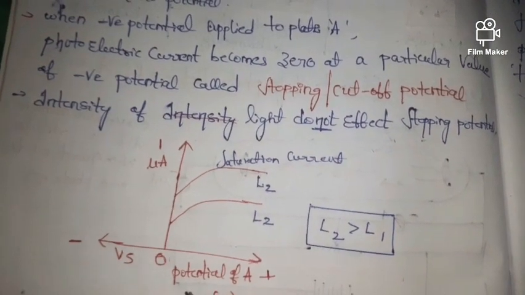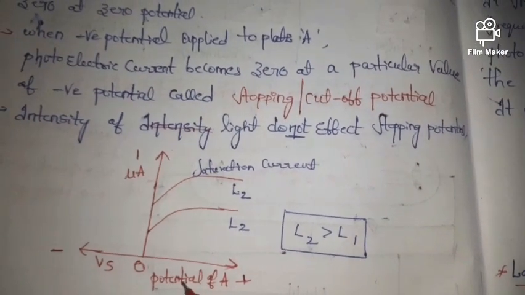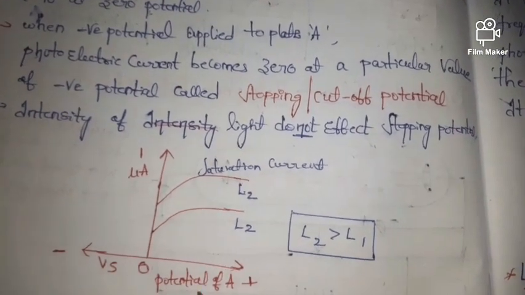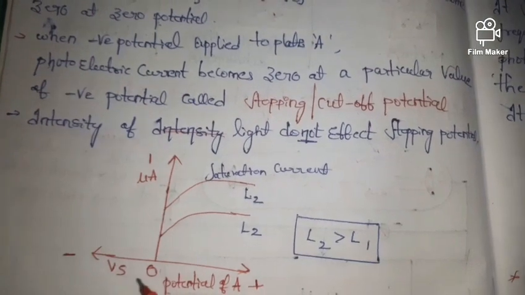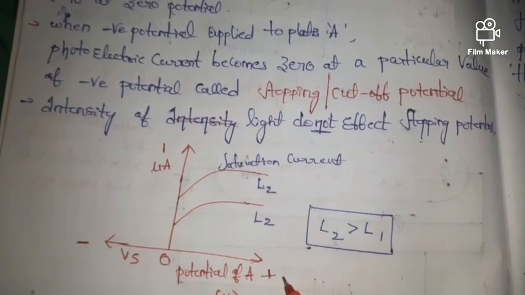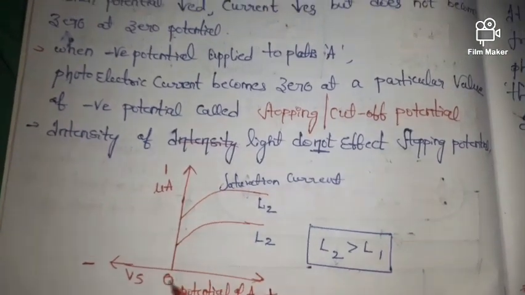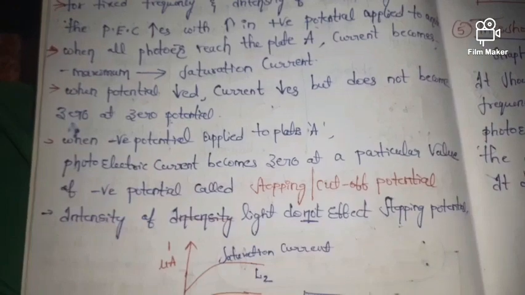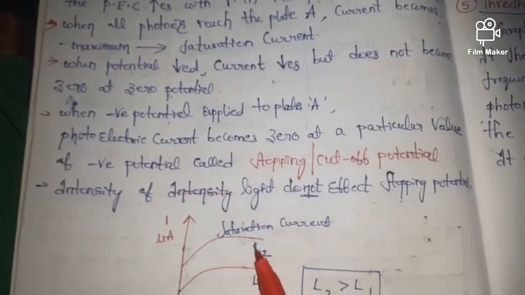Just try to observe this, friends. This is the potential of anode. A means anode, no? So this is the potential of anode. Here this is the negative potential and here we have the positive potential. This is the point 0. And this is the saturation current. Saturation current in the sense what? Current becomes maximum at this point.